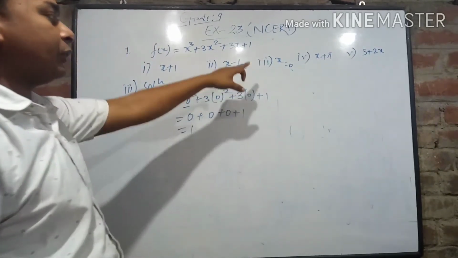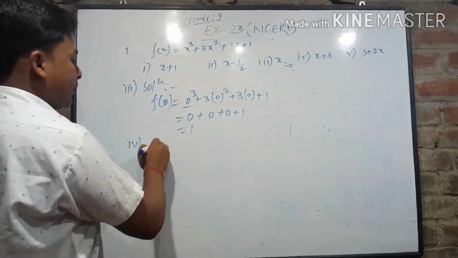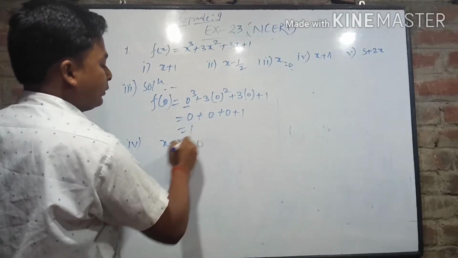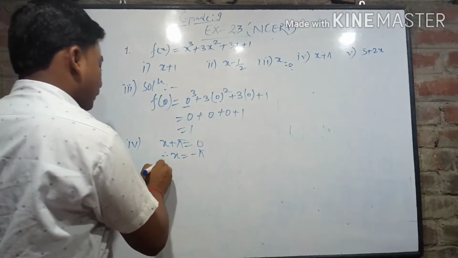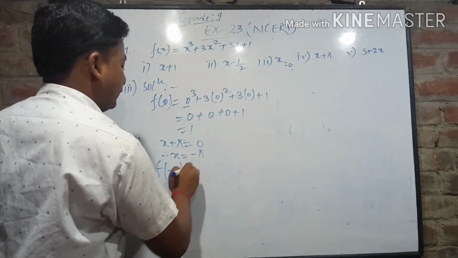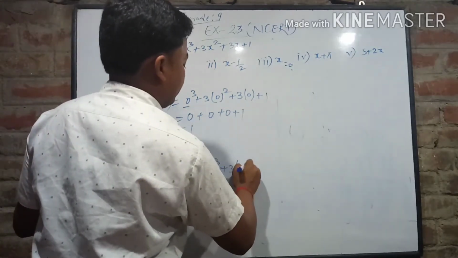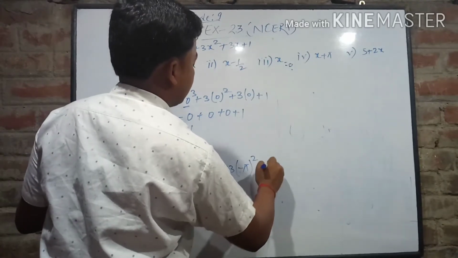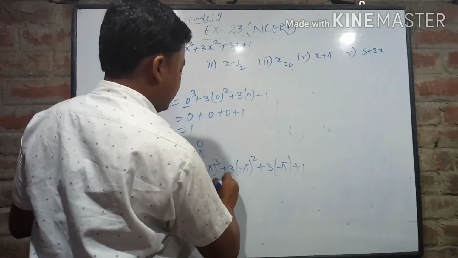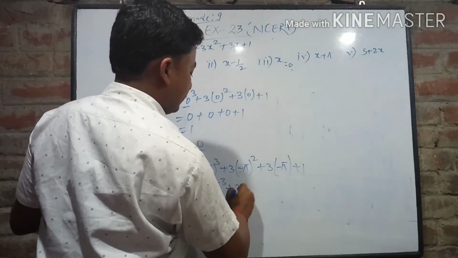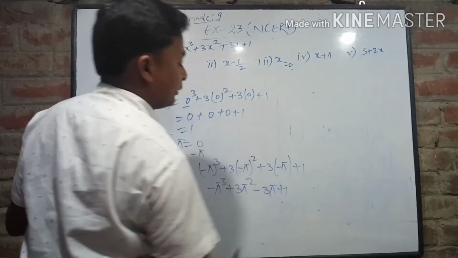So what is the remainder in question number 3? That is equal to 1. Part 4, x plus pi. If this is equal to 0, then what is the value of x? That is equal to minus pi. So we will substitute f(-pi), which is equal to (-pi) whole cube plus 3(-pi) whole square plus 3(-pi) plus 1. So it will be minus pi cube plus 3 pi square minus 3 pi plus 1.